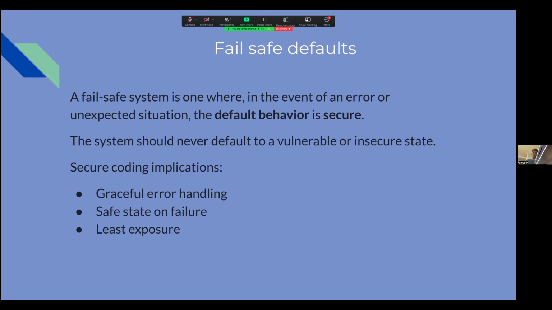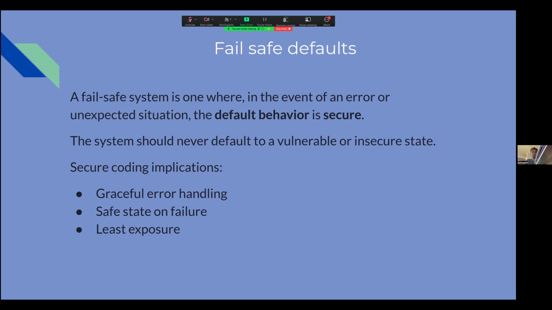So whenever there is a failure in a system, the program should always default or come back to its secure state. Because if there is any kind of unexpected behavior, if the program falls back on a vulnerable state, then it could expose a lot of potential secrets or a lot of sensitive data. So we should always make sure.